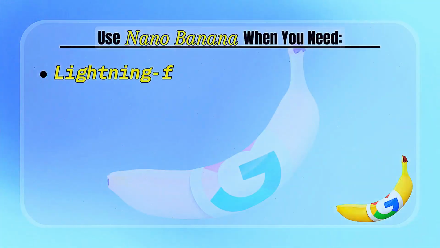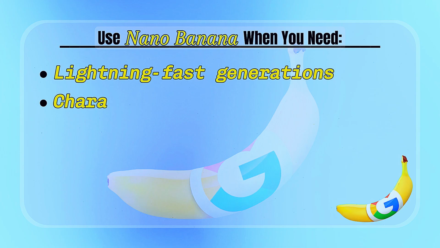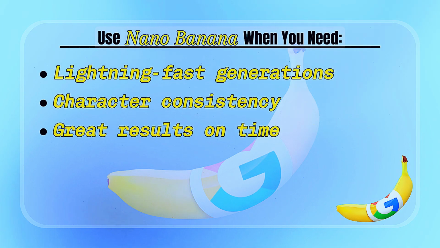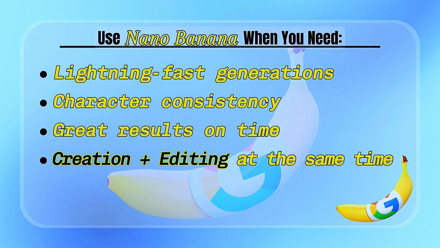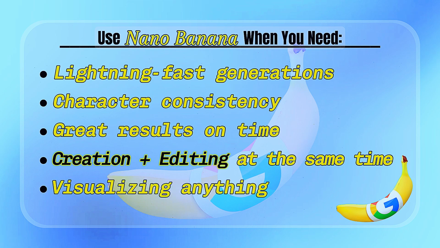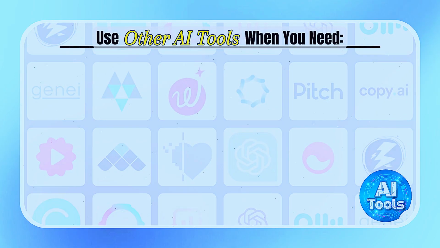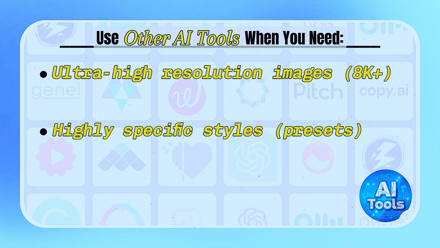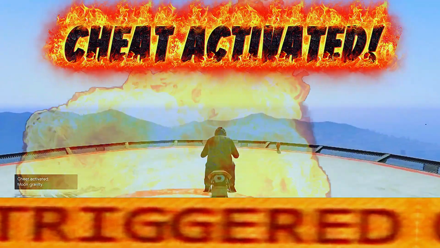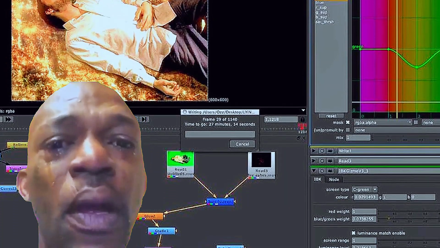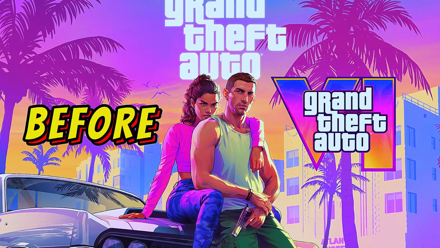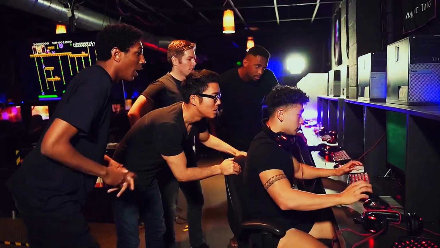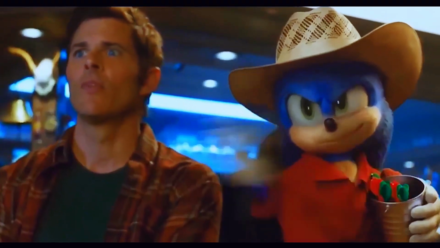So here's the bottom line. Use Nano Banana when you need lightning fast creative iteration, character consistent editing, professional results on impossible deadlines, both creation and editing in one, visualizing literally anything. Also, stick with alternatives when you need ultra high resolution output, aka highly specific artistic style, offline processing. We just witnessed the cheat code for professional image manipulation before GTA 6. What used to take hours or entire teams now happens in seconds with natural language.